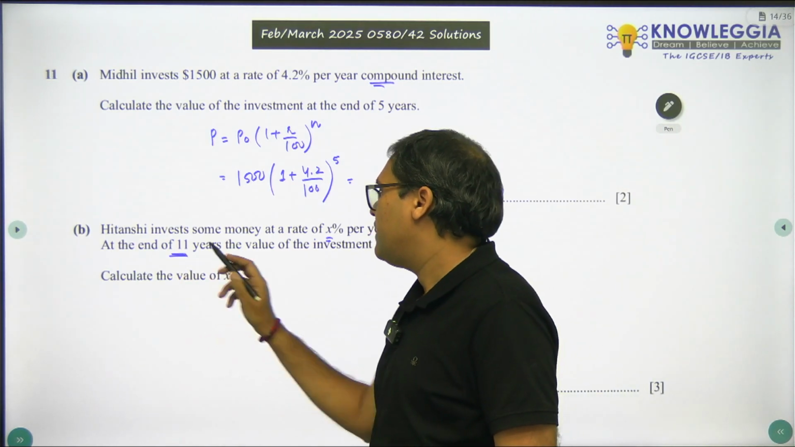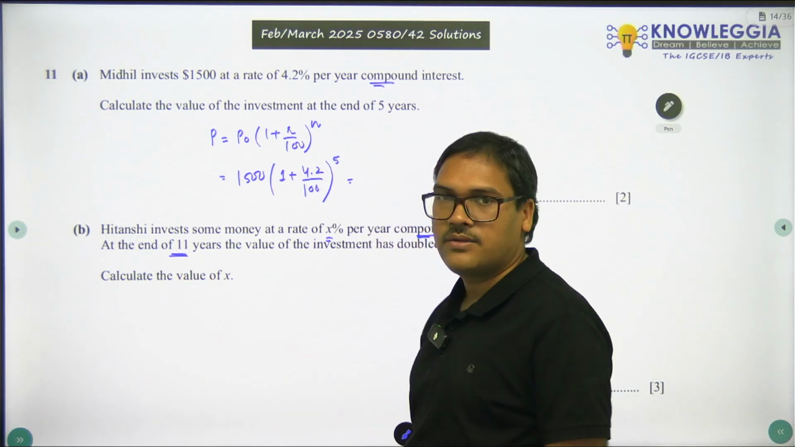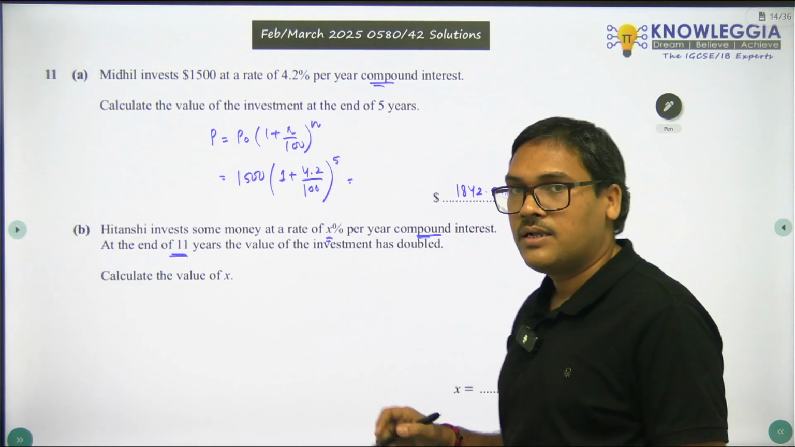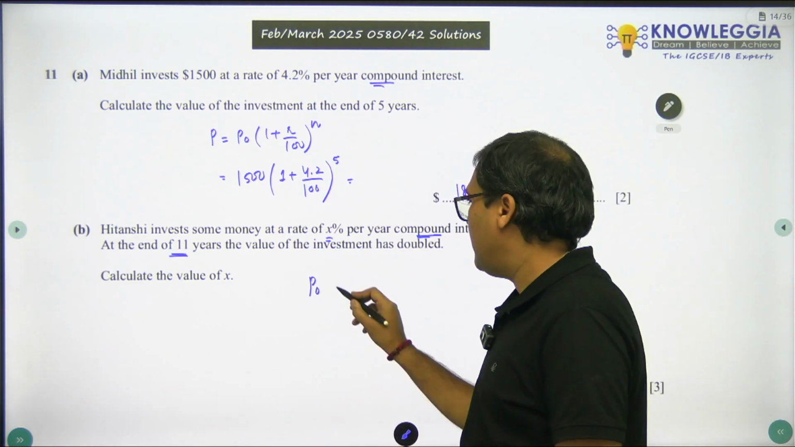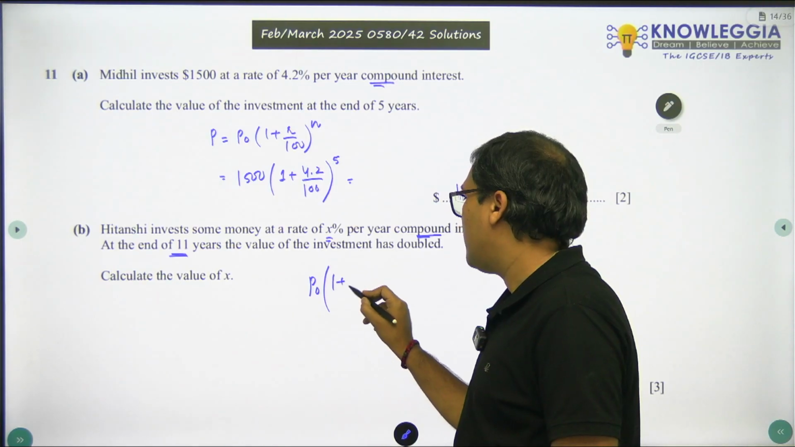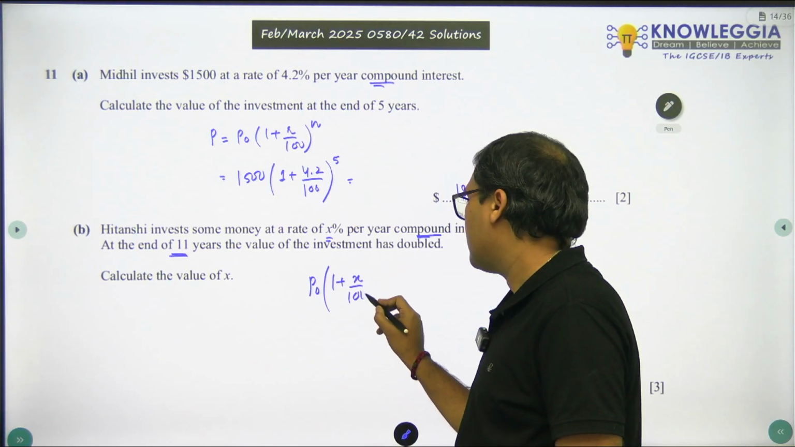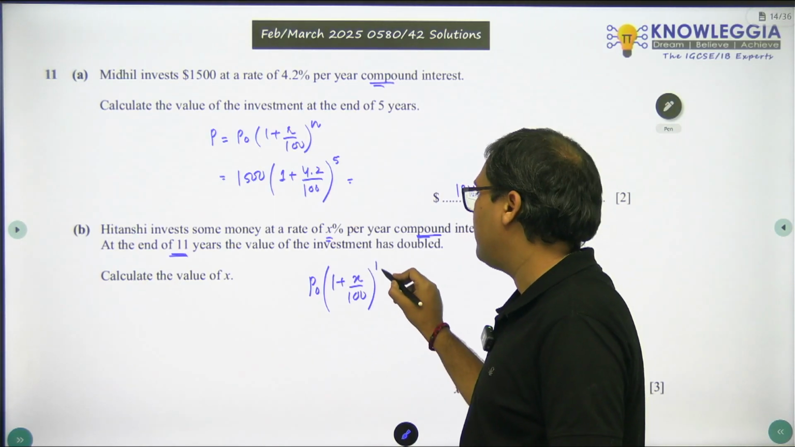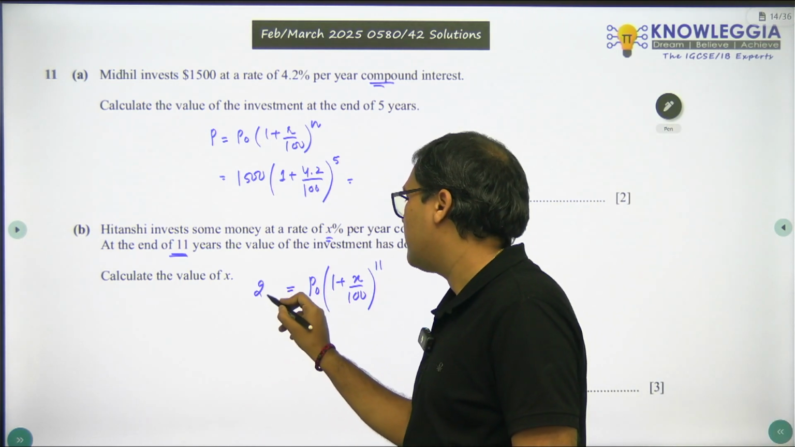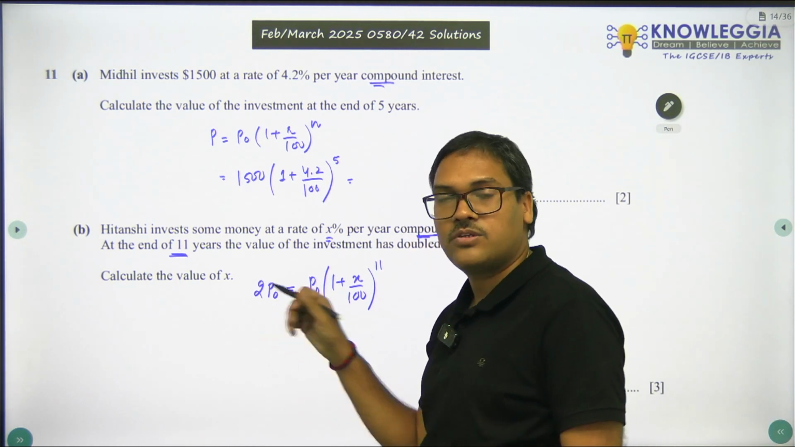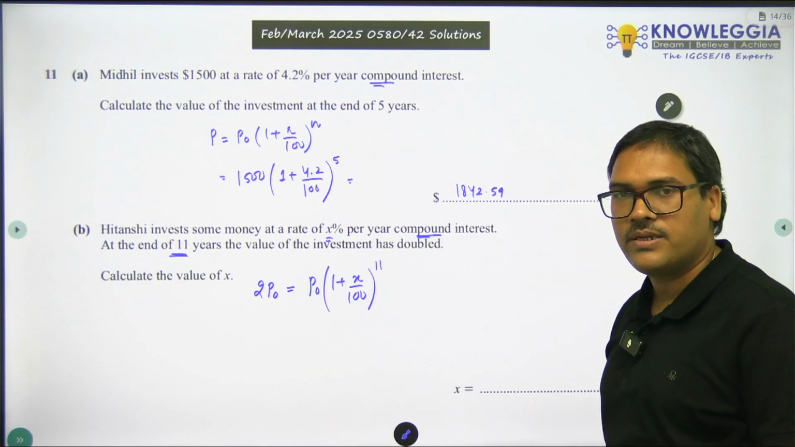At the end of 11 years, the value of the investment has doubled. Then find the value of X. Now, the initial investment is, let's say, P naught, and it is invested at a rate of X% for how many years? For 11 years. Then the final value is double. That is, the final value is 2 P naught, double the initial value.